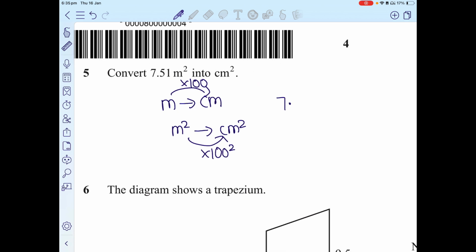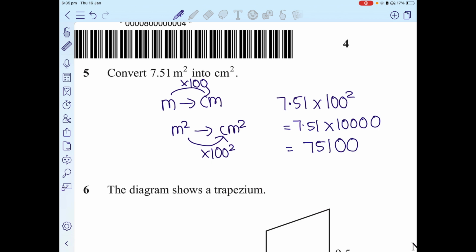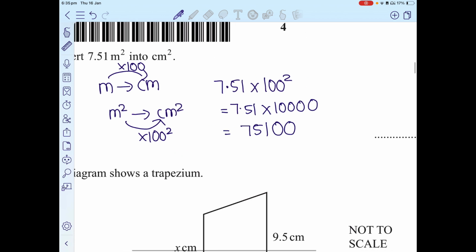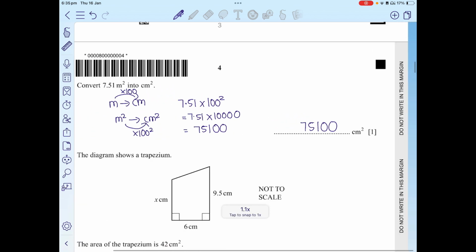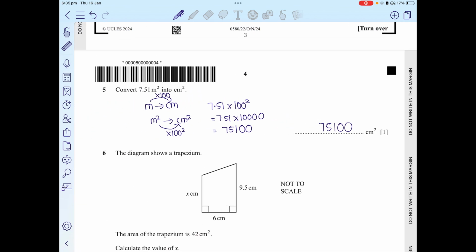So we're going to do 7.51 times 100 squared. That is equivalent to 7.51 times 100 and adding two more zeros. So that would be equivalent of 7... okay, just give me 1 minute. So 751, we add two more zeros: 75,100. This would be the value. All right, now we're moving on. I hope this is clear, and I hope all the questions till now have been clear.